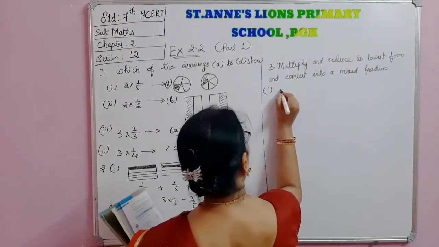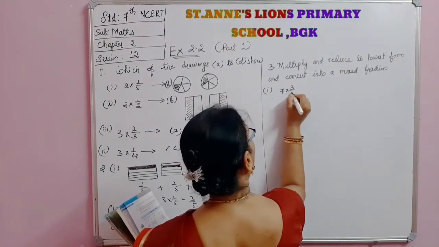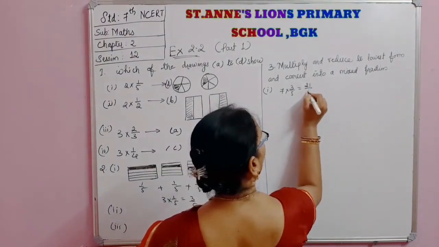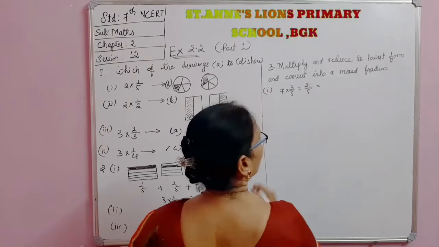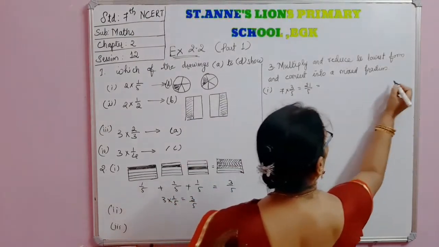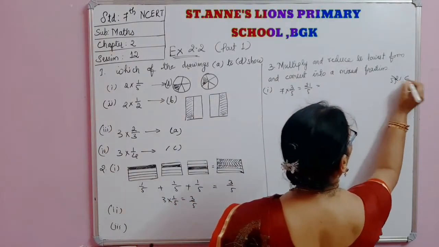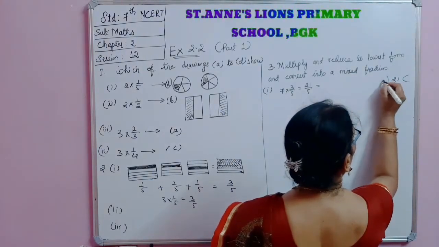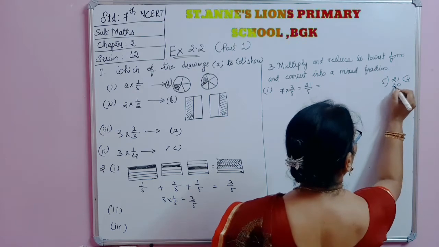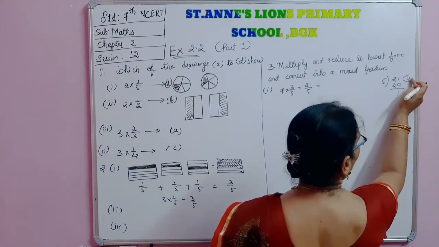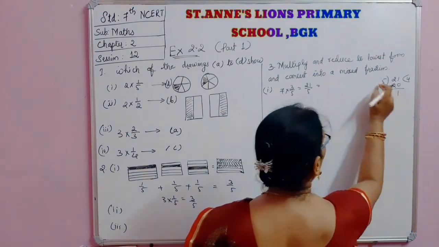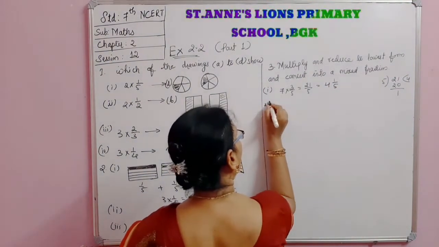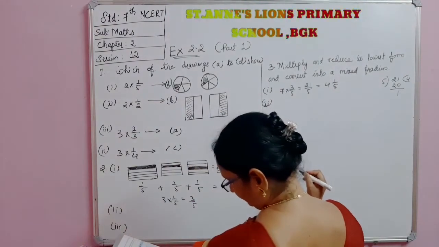7 into 3 by 5. 7 3s are 21 by 5. How to convert into mixed fraction? See, 21 divided by 5. 5 4s are 20. Here remainder. Quotient will be integer. 4 integer 1 by 5. This is 4 integer 1 by 5.